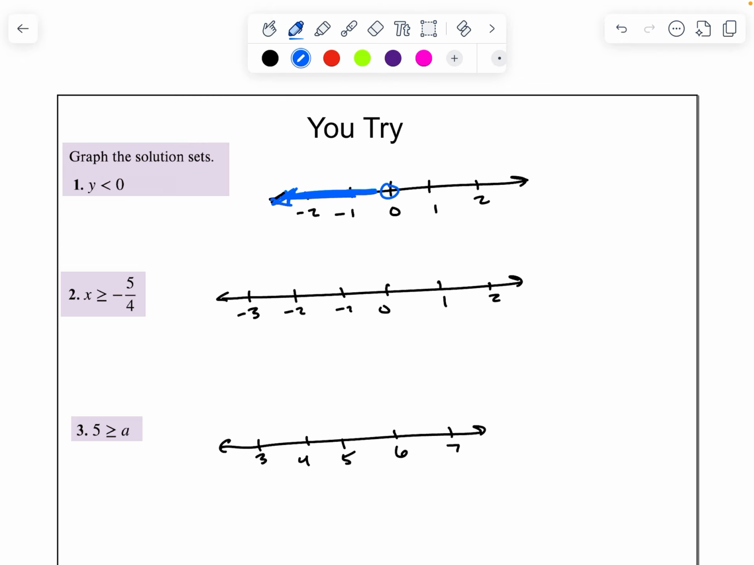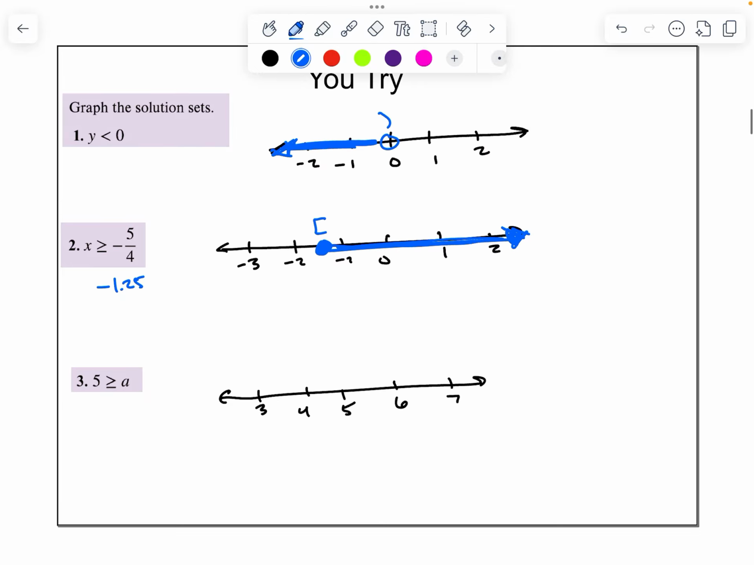X is greater than or equal to negative 5 over 4. If I type negative 5 over 4 in my calculator, I get negative 1.25. That's between negative 1 and negative 2, and I'm going to have a closed circle or a bracket, right? It could have been a parentheses on the first. This one could be a bracket. And I'm going to shade to the right because x is greater than or equal to. The or equal to means that that number is included in our solutions, right? That's why it has a closed circle.